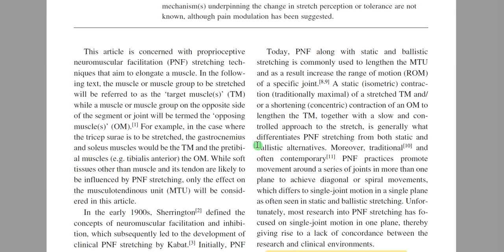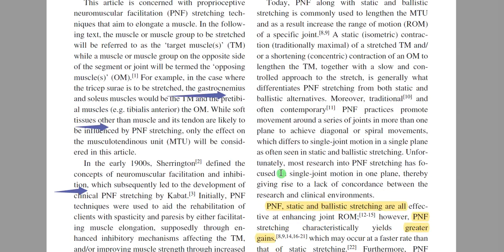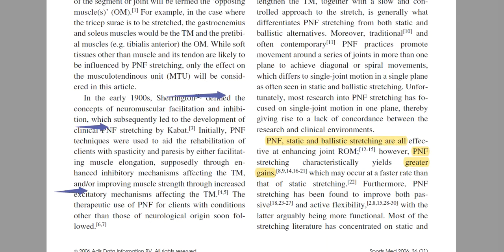Some of the terminology in this article: target muscle is referred to as TM. Opposing muscle is referred to as OM. And then you have the musculotendinous unit, which is MTU. Okay, so with this, let me erase that.